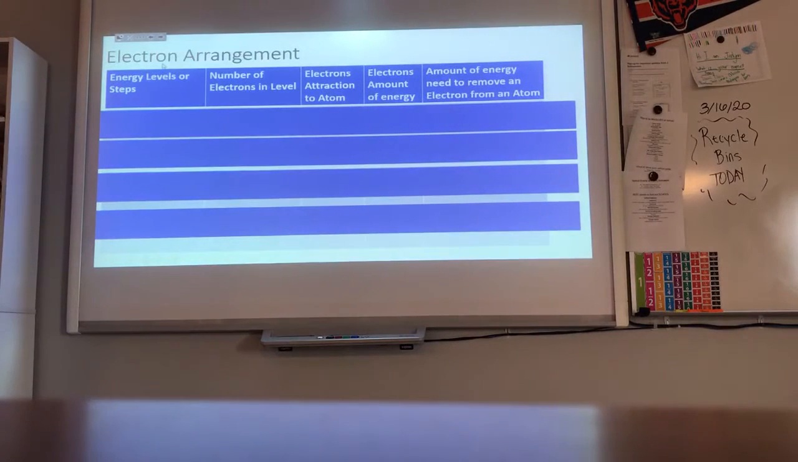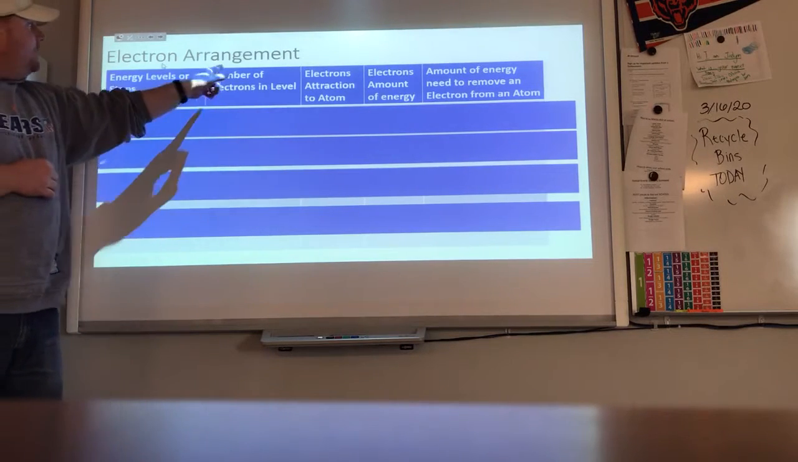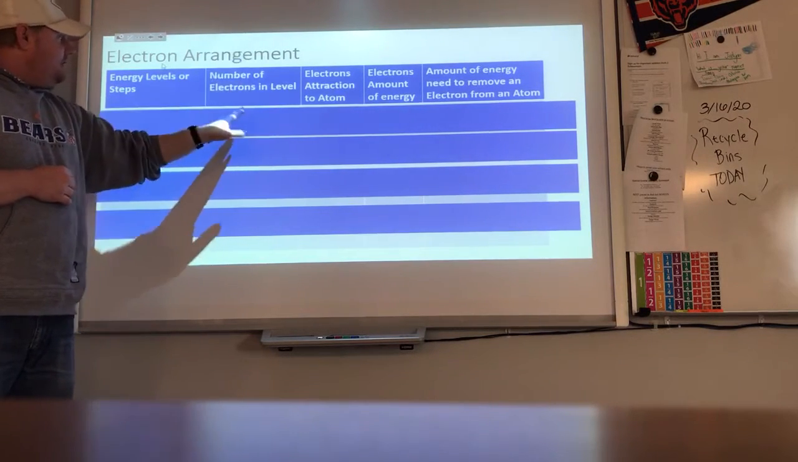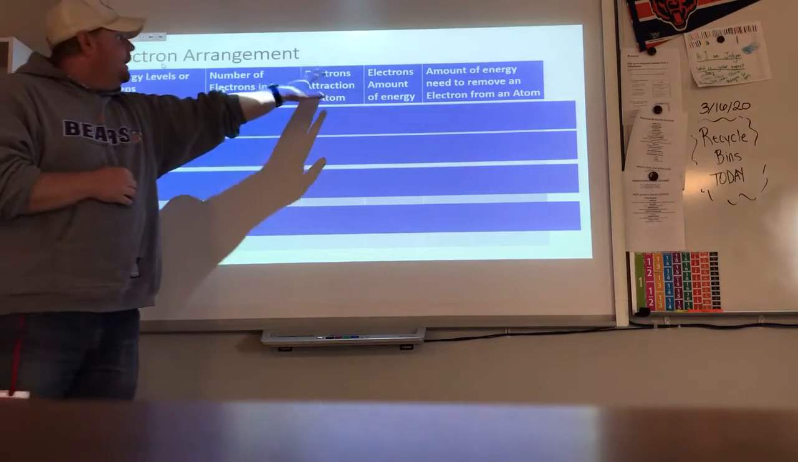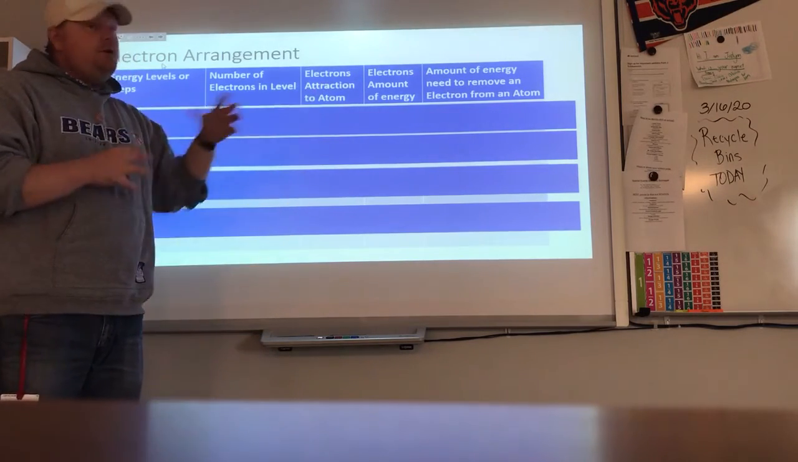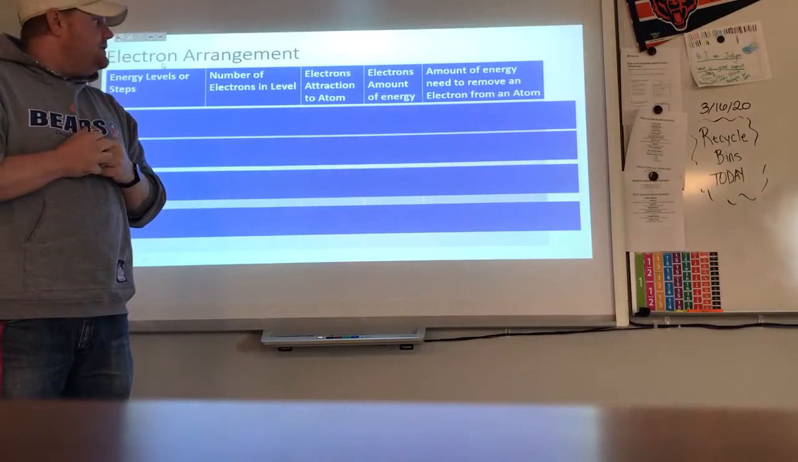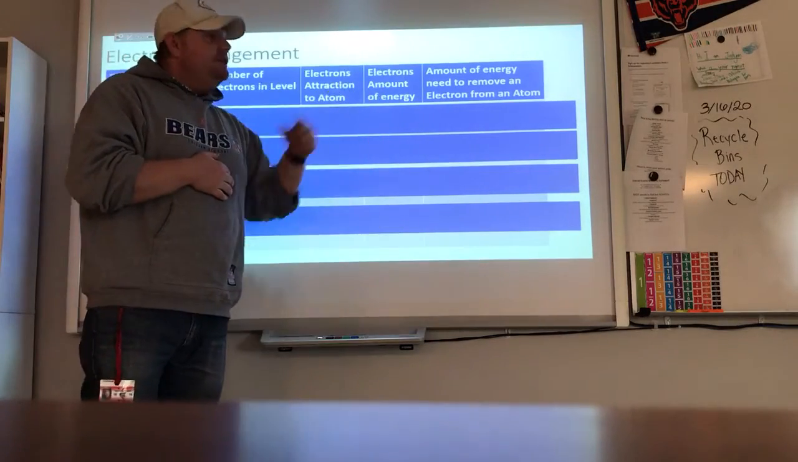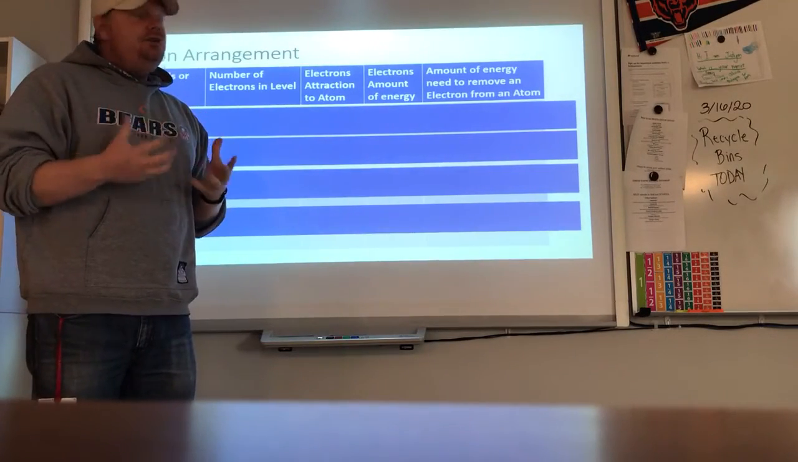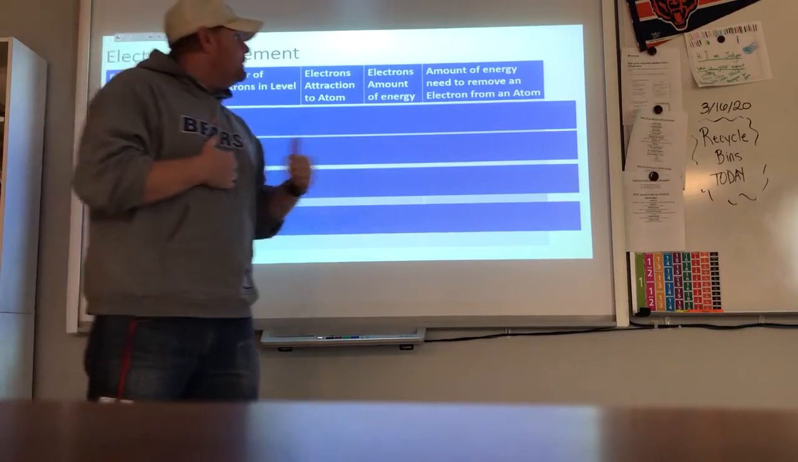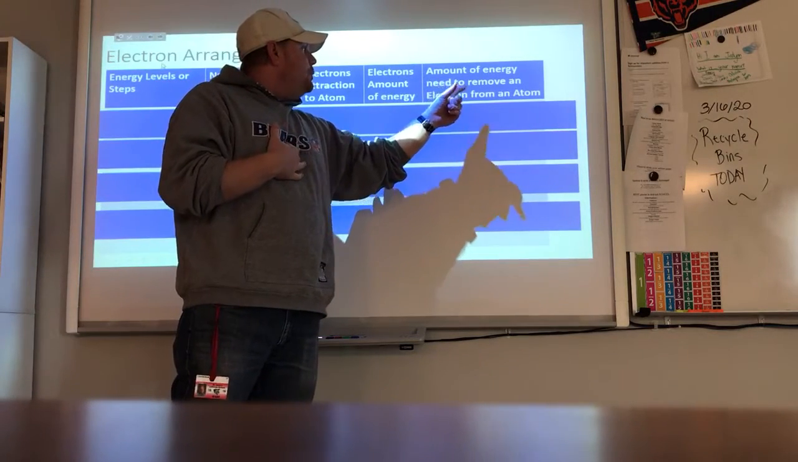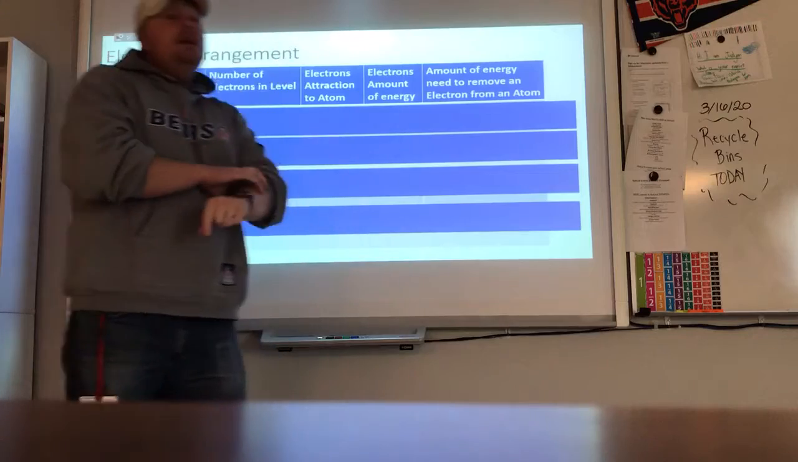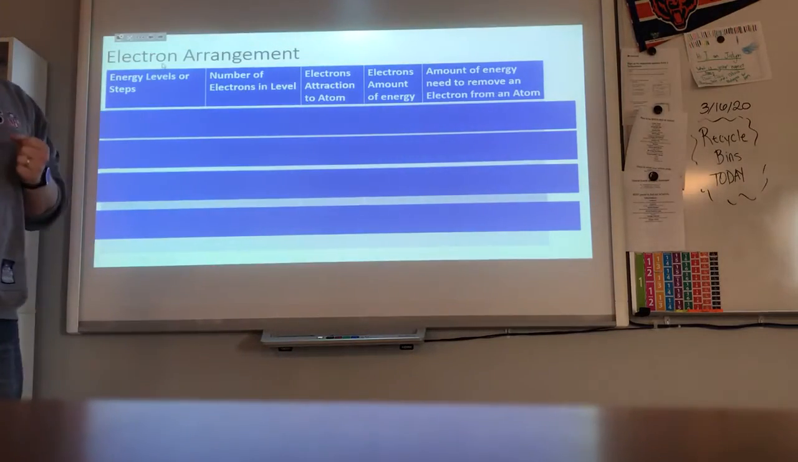All right, now electron arrangement. Energy levels or steps. That's going to be this category. Number of electrons in that level. Electrons' attraction to the atom, so how tightly or close is it attracted to the atom? Electrons' amount of energy, so does it have a high level of energy or does it have a lower level of energy? The amount of energy needed to remove an electron from an atom. That'll kind of help us make sense of things a little later on.